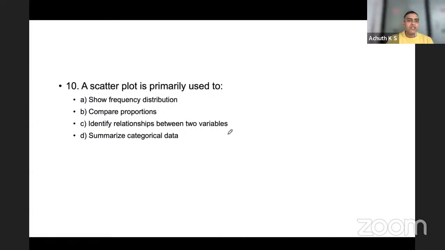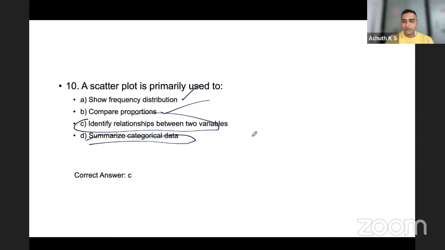A scatter plot is primarily used to show frequency distribution, compare proportions, identify relationship between two variables, or summarize categorical data. It is identifying relationships. You can't show the frequency distribution; you can use histograms. Compare proportions, again you can use histograms. Categorical data, you can't use a scatter plot for this. So it is only identifying the relationship between two variables.